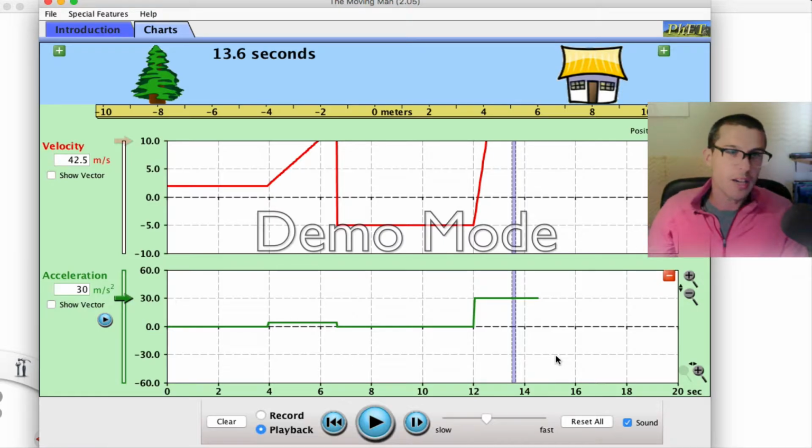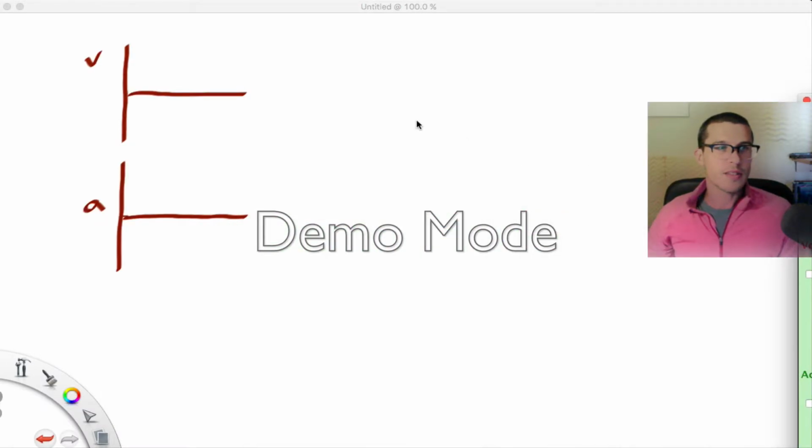In this class, we're not going to go into anything besides a constant acceleration. So it's just going to be a single value. It's not going to be a slope of the acceleration. So let's talk about going from one to the other and backwards again.